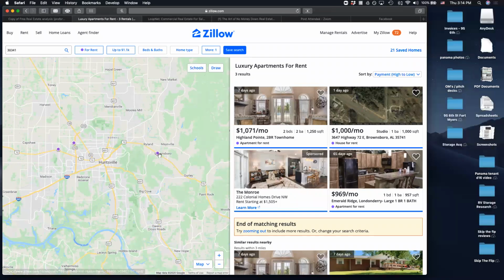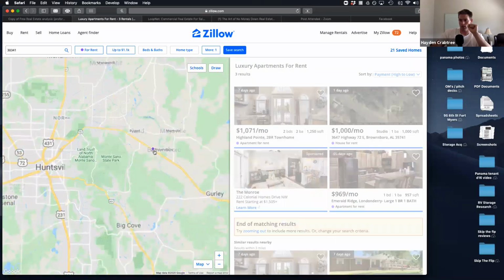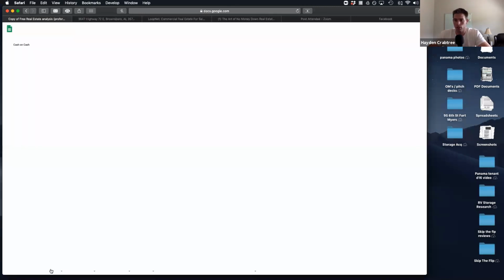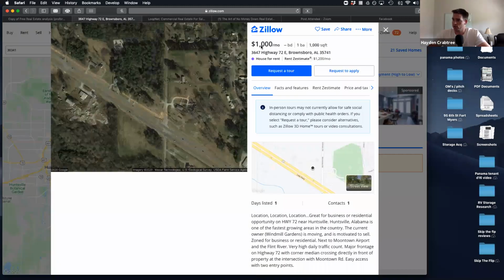And so now we're just going to underwrite a property. Okay. So let's say that this property right here is renting for $1,000 a month. And this is where the analysis spreadsheet comes into play that you guys can get for free from me. So this property right here, it's for rent for $1,000 a month. That's going to be, let's see, his estimate would be $1,200 a month.